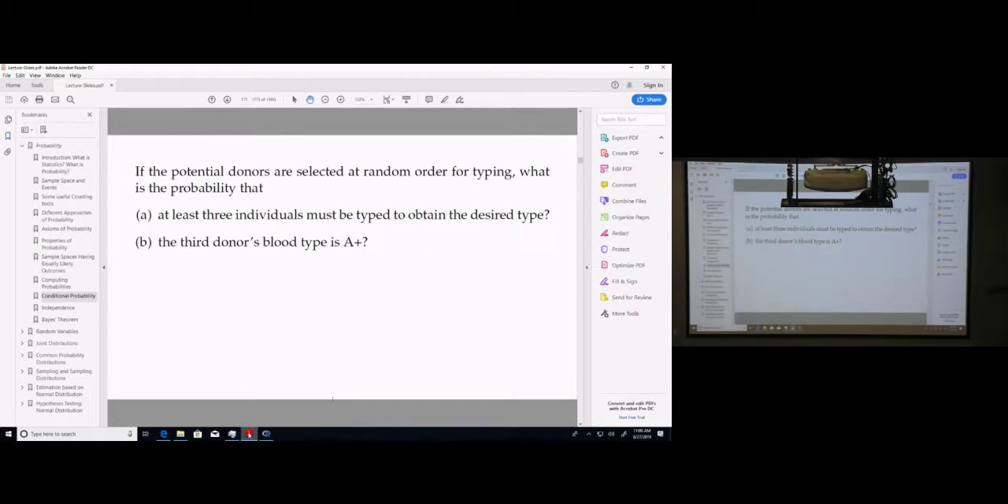If the potential donors are selected at random order for typing, what is the probability that at least 3 individuals must be typed in order to obtain the desired type? Usually, you just have to be patient in reading the story. And then when you're reading the story the second time, you start to use symbols to denote events, and as you go on, rephrase the questions in terms of probability notation, what you are being asked.